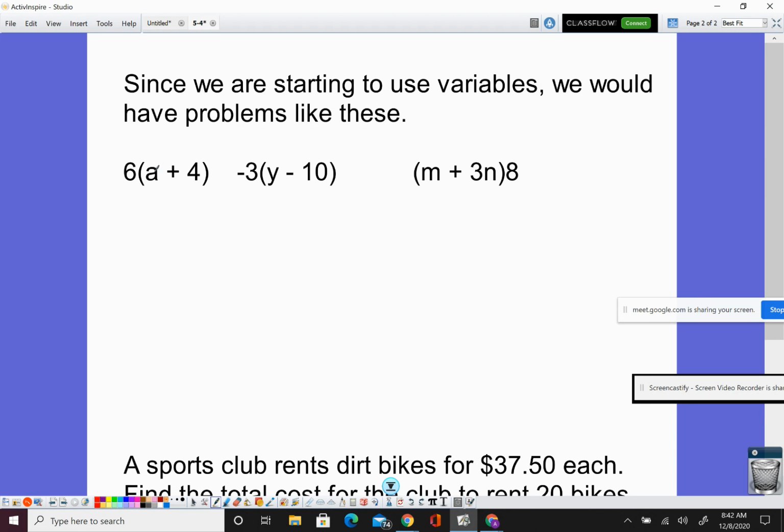So in order to simplify these down or remove the parentheses, we have to use the distributive property over each one. So 6A plus 24. So we're just taking and multiplying that out.